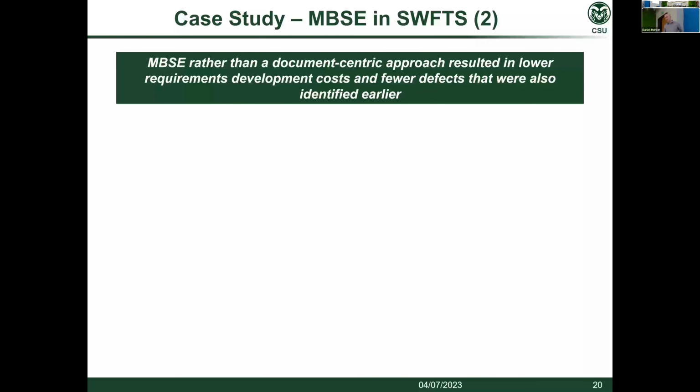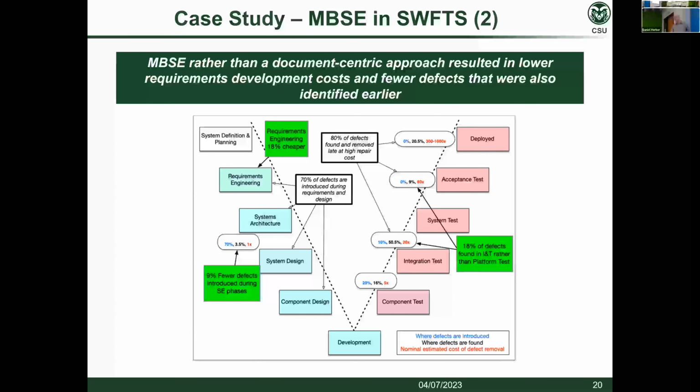In this study, MBSE rather than a document-centric approach resulted in lower requirements development costs and fewer defects that were also identified earlier in the process, which again has cost implications. I'm showing you here the systems engineering V, with a highlighting of where in this systems development process advantages were quantified and found. For example, in requirements engineering, it was found to be 18% cheaper to do that particular stage. They also found that 8 or 9% fewer defects were introduced during those phases.